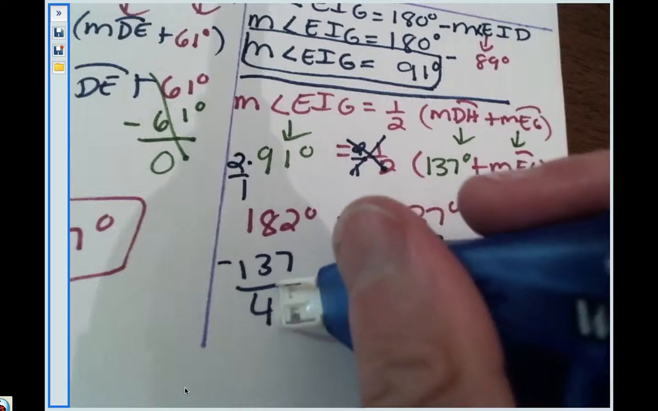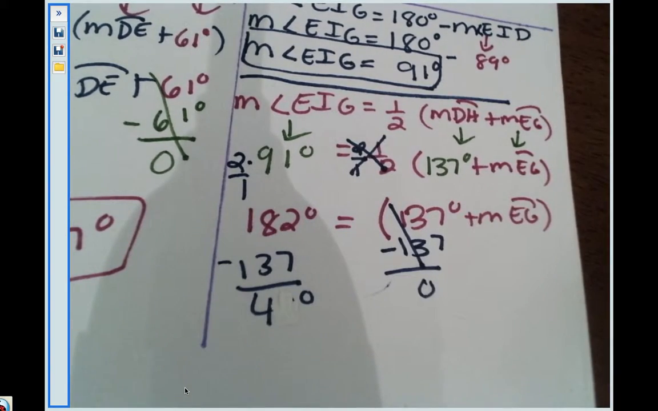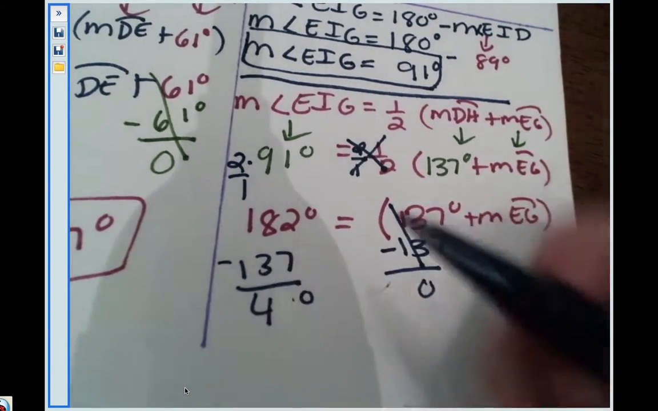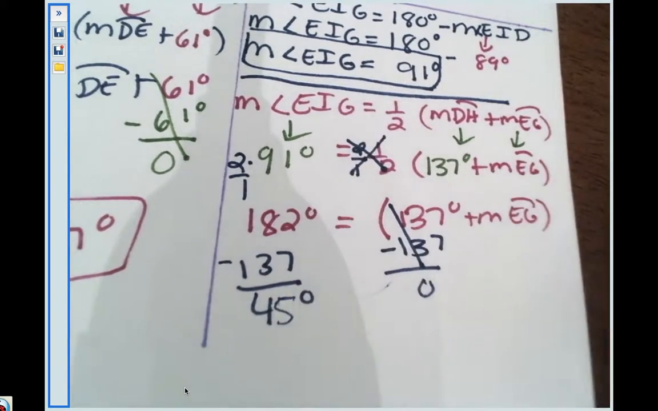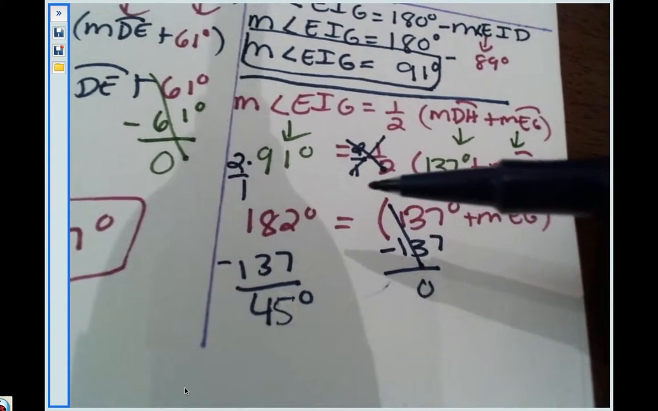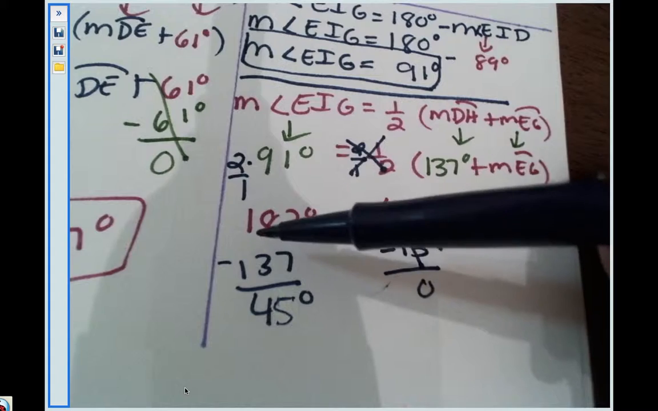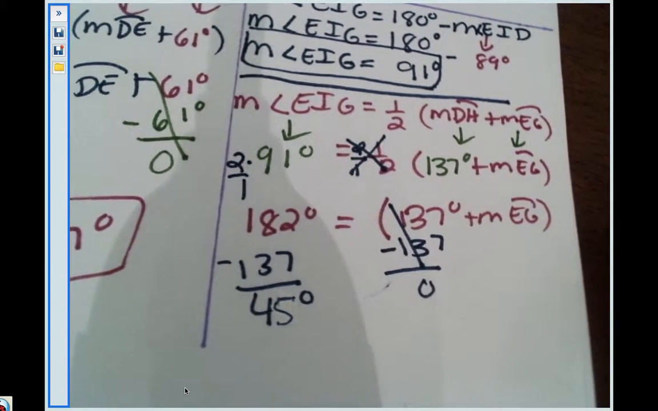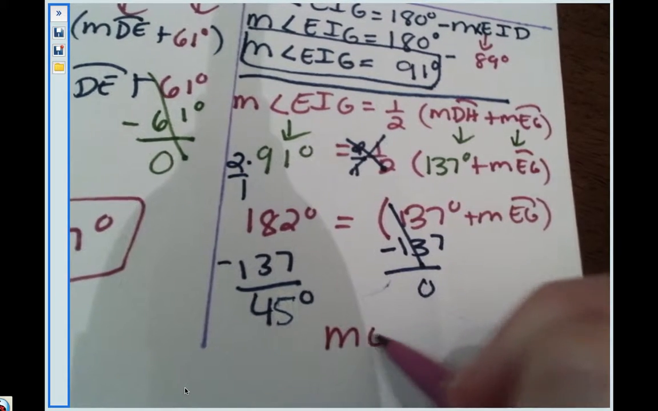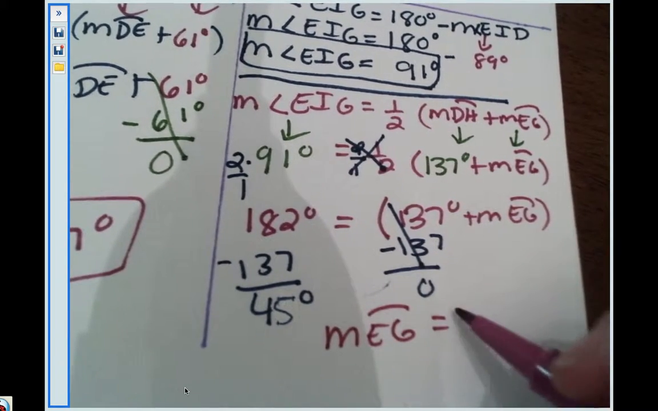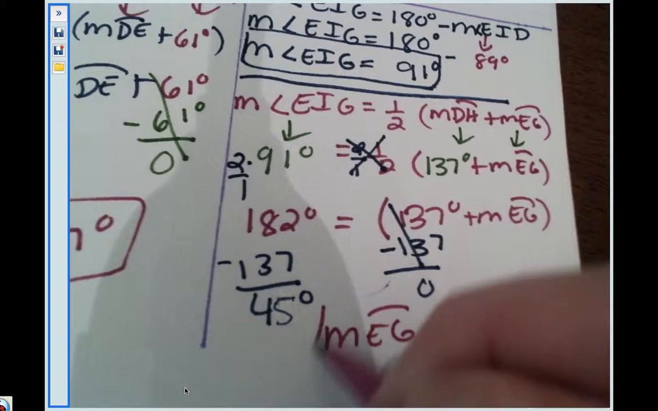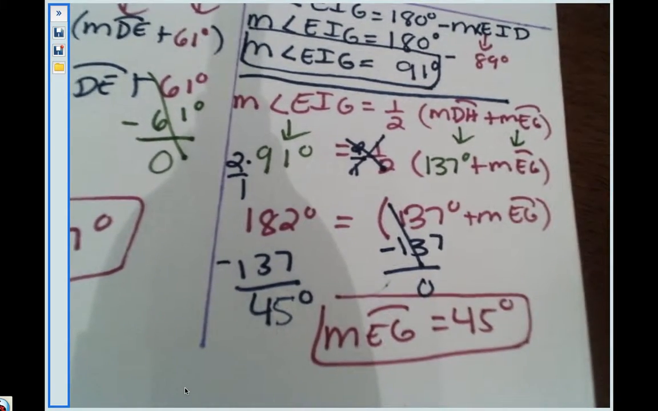That's why it's always good to check your work, you guys. I do it all the time. All the cool kids do it, so you should do it. And again, I'll double check. Yes, okay, now that is right. Sorry guys. So the measure of arc EG equals 45 degrees.